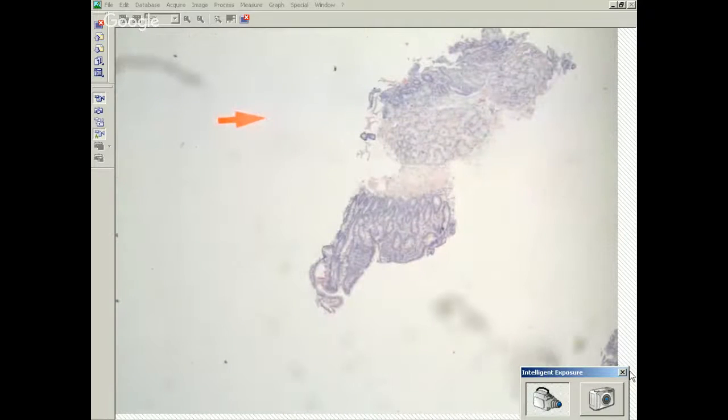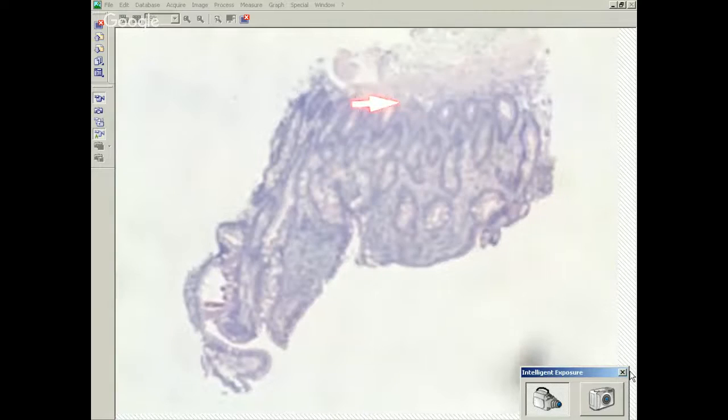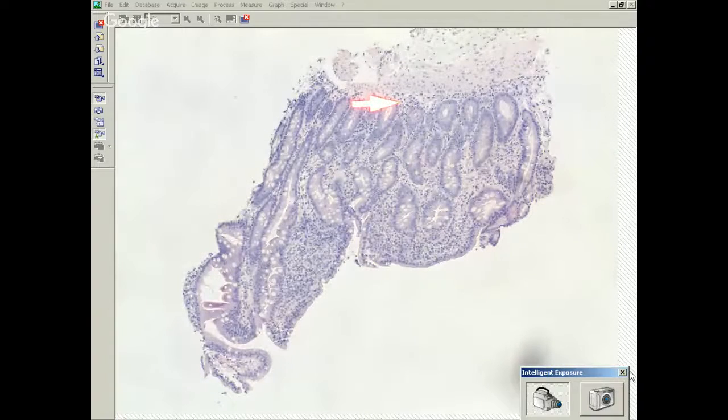Okay, so it's a bit of a faded slide, but we can actually tell here are our Brunner glands over here. So we know we're in the duodenum. Okay. How would you describe this at low power?